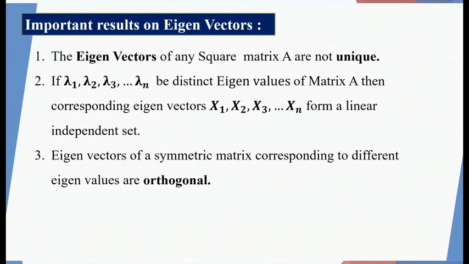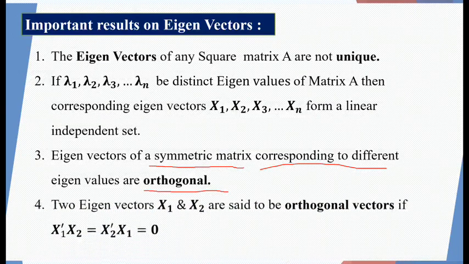Eigenvectors of a symmetric matrix corresponding to different eigenvalues are orthogonal. This point is very important. That is, if there is a symmetric matrix, then its eigenvectors corresponding to different eigenvalues are always orthogonal. Two eigenvectors capital X1 and capital X2 are said to be orthogonal vectors if x1 dash x2 or x2 dash x1 is equal to 0.